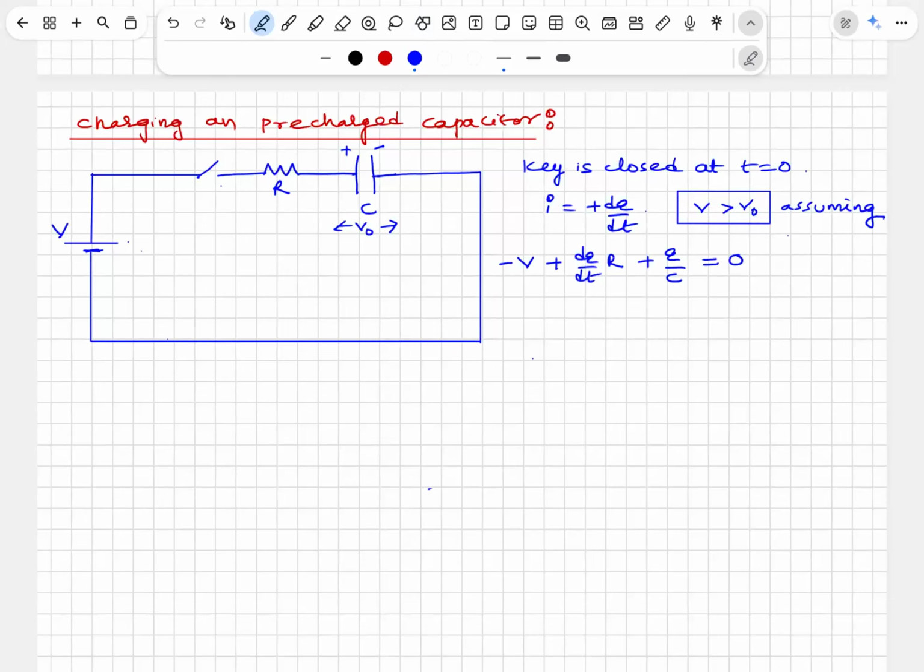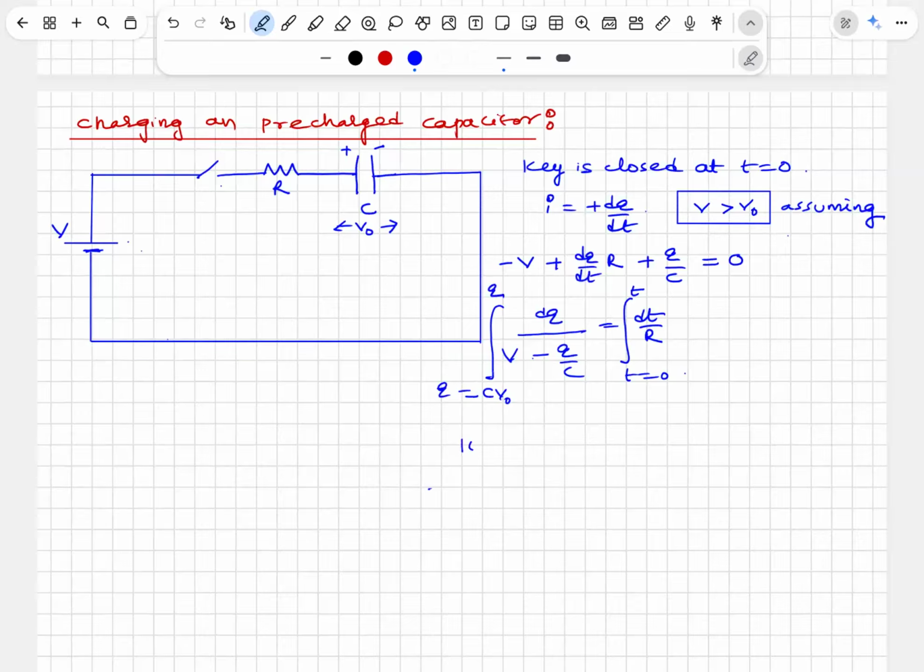Now with this you have a condition: dq by (V minus q by C) is dt by R. Apply proper limits. At t equal to 0, charge is CV naught. At some time t, what is the charge? That is what you want.